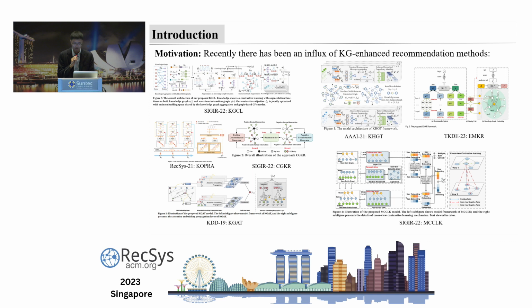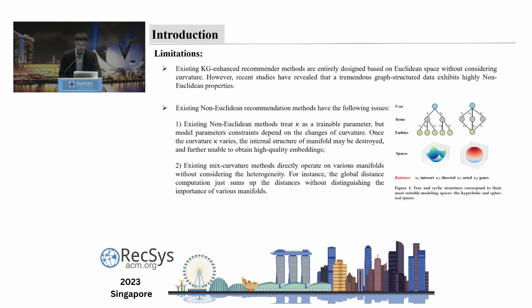As we all know, recommendation algorithms based on knowledge graphs remain a hot topic in today's recommendation community. Recently, there has been an influx of KG-enhanced recommendation methods, including some famous works such as KGCL, CGKR, KGAT, and others. However, we have identified certain limitations in these existing KG-based algorithms. Specifically, existing KG-enhanced recommender systems have primarily been designed based on Euclidean space, neglecting the considerations of curvature.